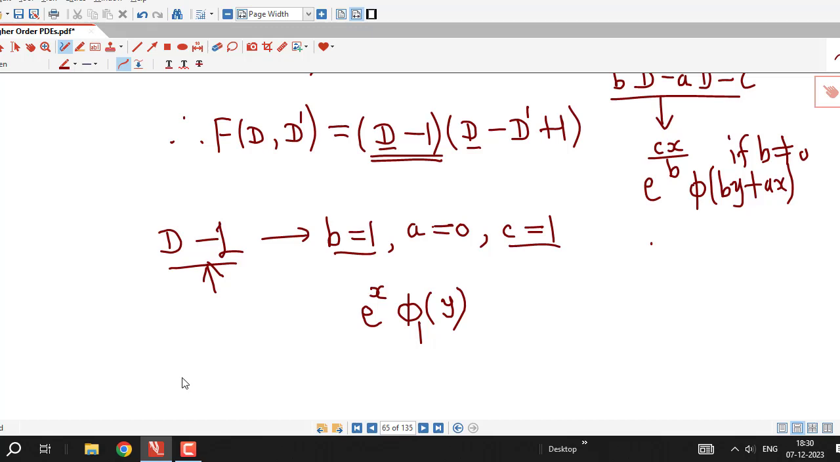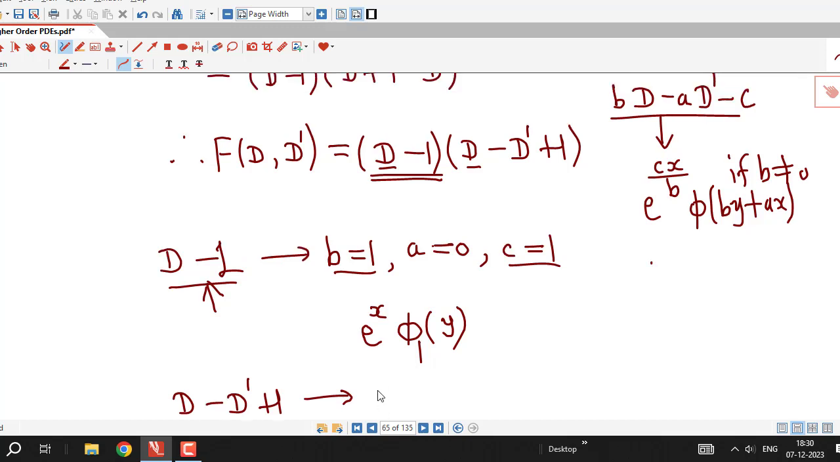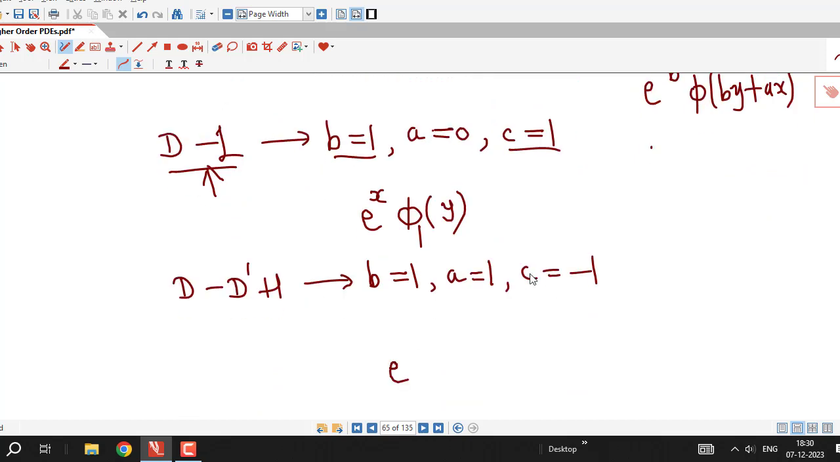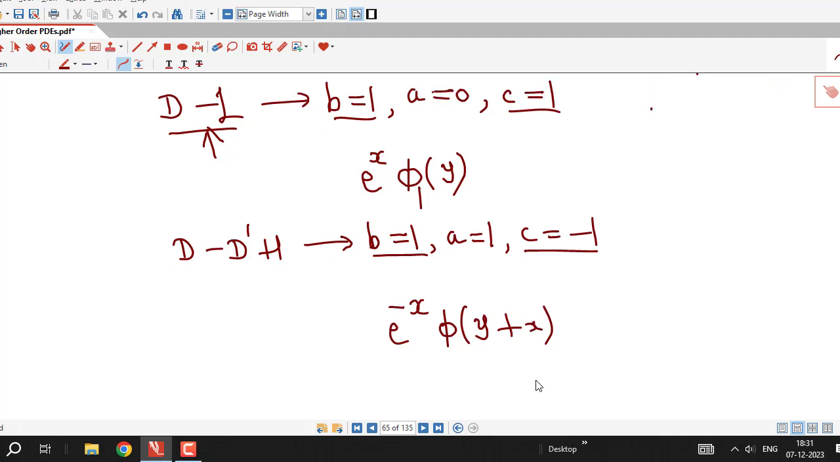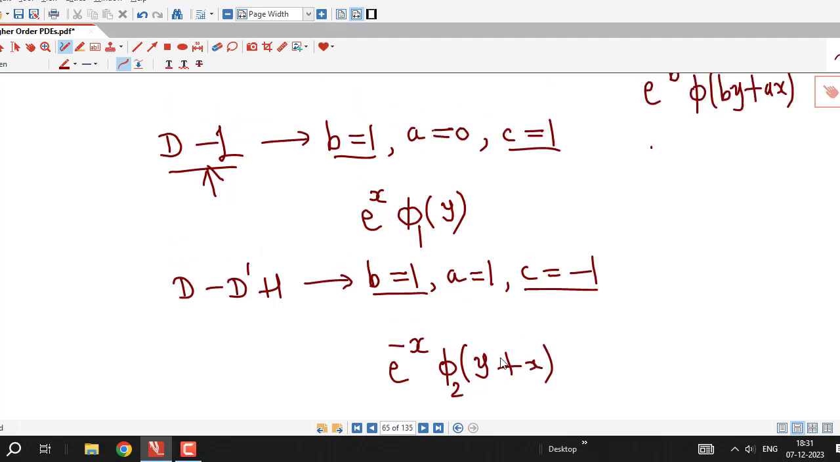Similarly, we compare this D minus D dash plus 1 with this standard form bD minus aD dash minus c, and we find that b is 1, a is also 1, and c is minus 1 here. So here we have e raised to c by b into x, c by b is minus 1 into x, arbitrary function of by plus ax, b is 1, a is 1, that is e raised to minus x into arbitrary function of y plus x. This we will denote by phi 2.